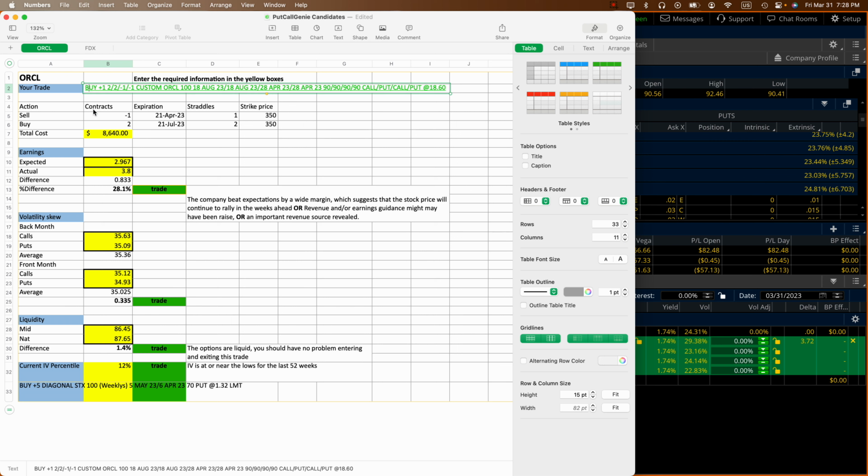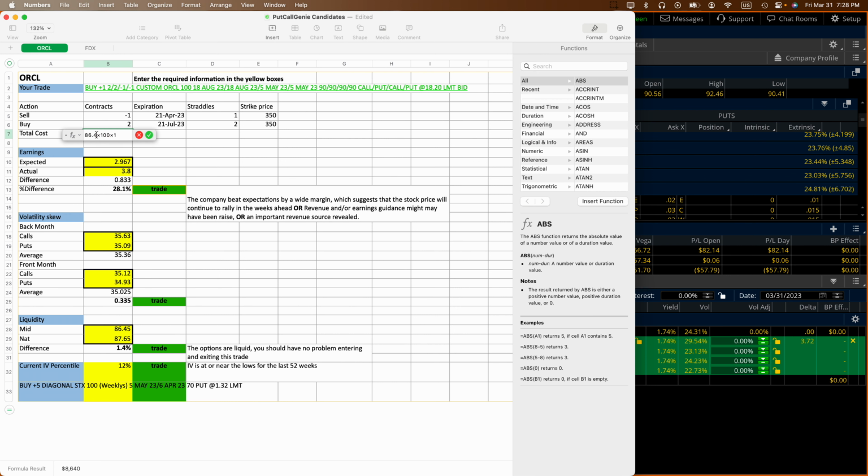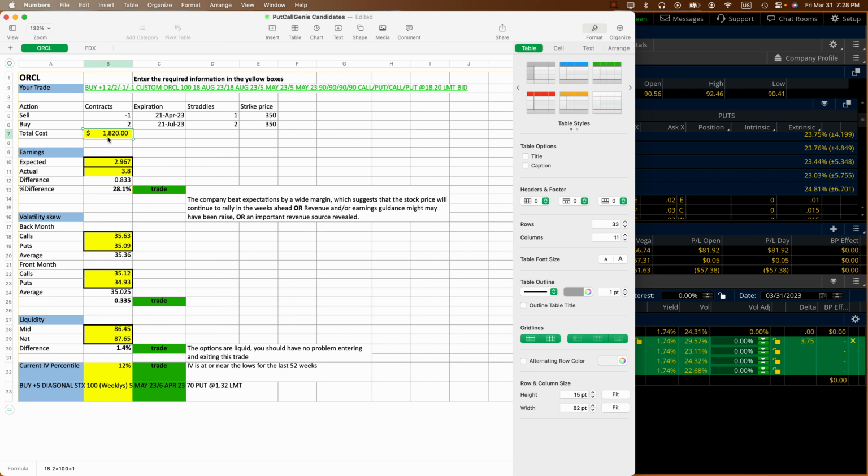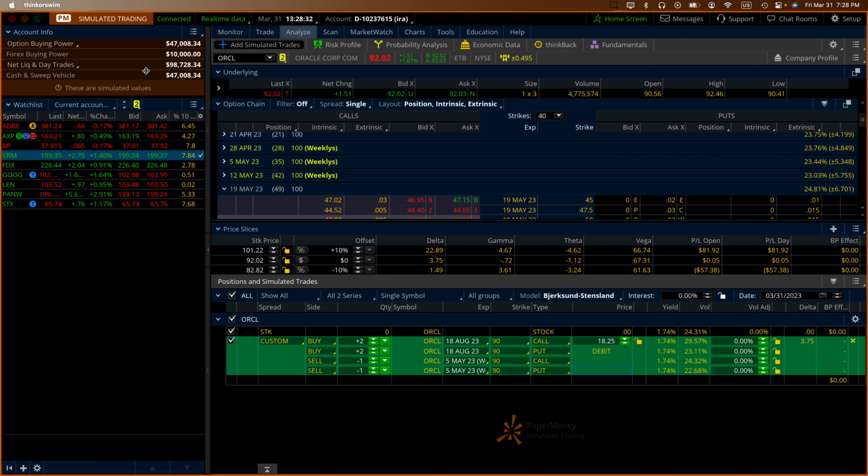Paste it there. Okay, you can see the price here, $18.20. All right, so that means that $18.20, we'll enter it here, times 100 times 1 gives me a cost of $1,820. My account is close to 100,000. It's, yeah, 98,742. So my trade is going to be 10% of my account.